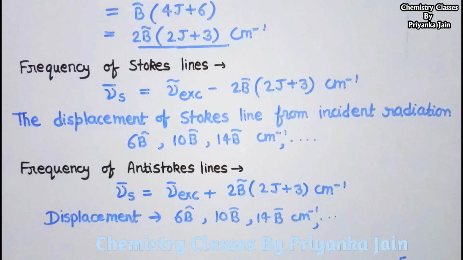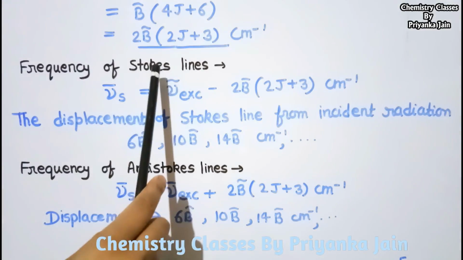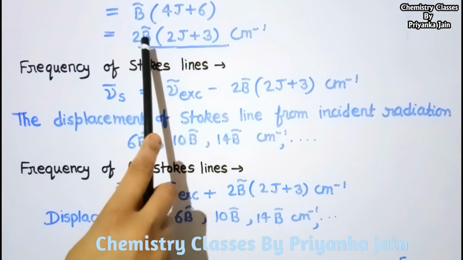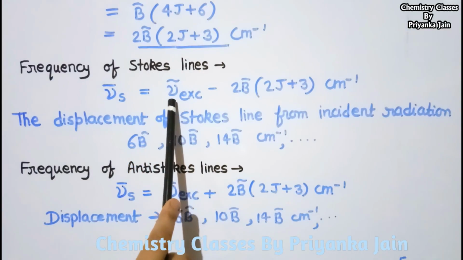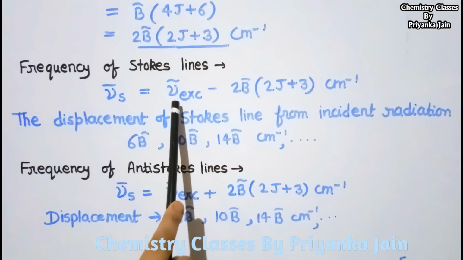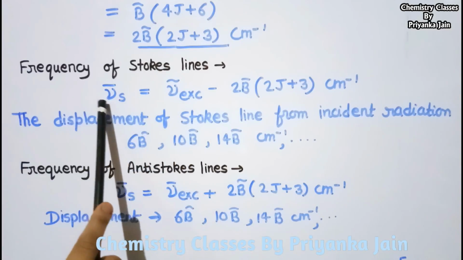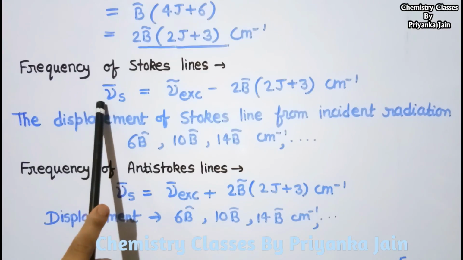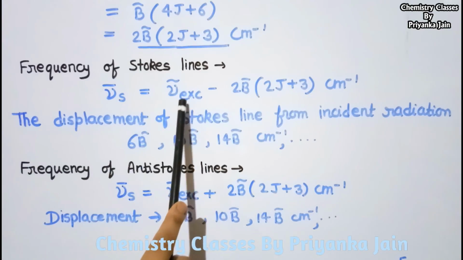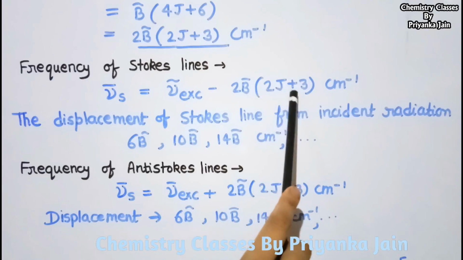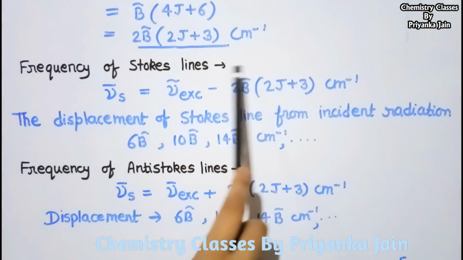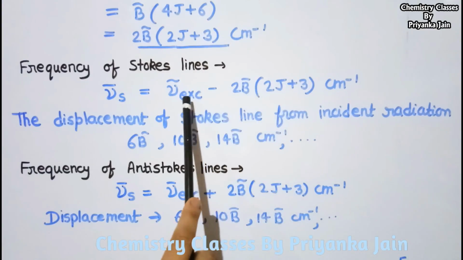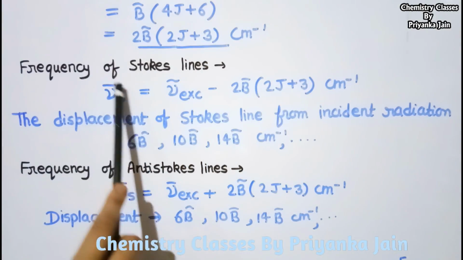As we know that the frequency of the Stokes scattered lines is always lower as compared to the frequency of the incident radiation. So in order to find out the frequency of the Stokes lines, this is the energy separation, so we will subtract this value from the frequency of the exciting radiation. So the frequency of the Stokes line, nu bar S, will be equal to nu bar of the exciting radiation minus 2B bar times (2J plus 3) centimeter minus 1, because this is the frequency difference and we will subtract it. So we will get a frequency of the Stokes line.